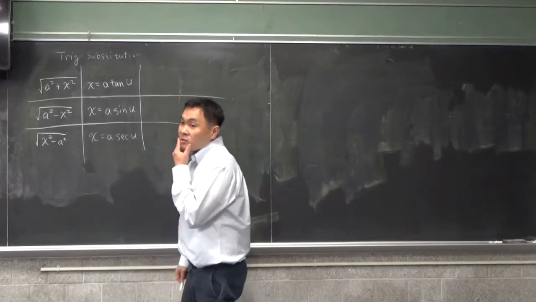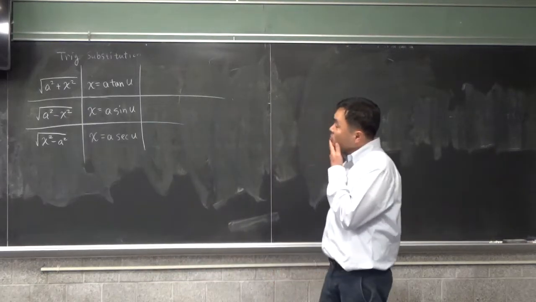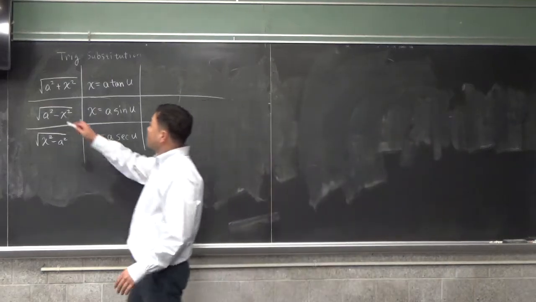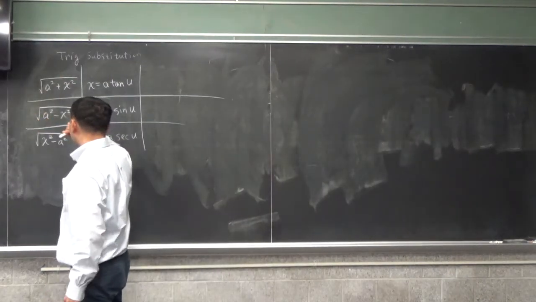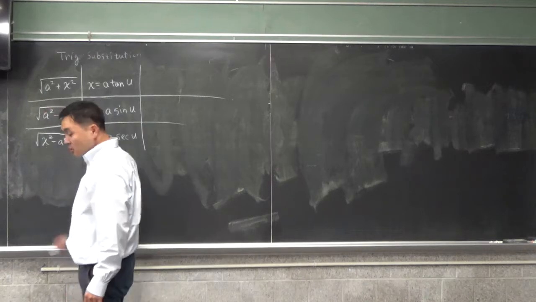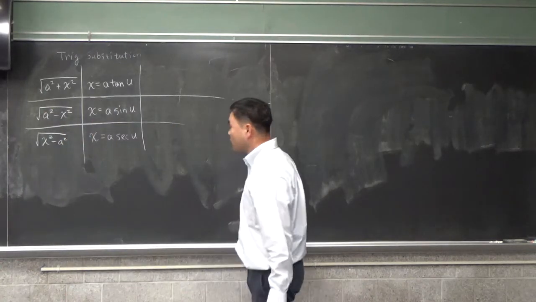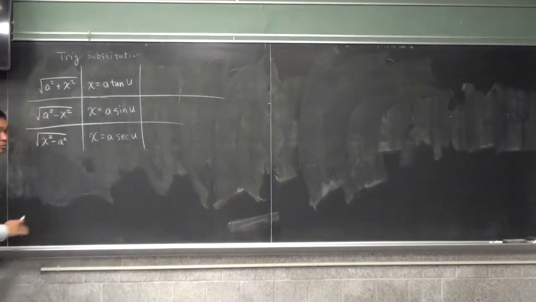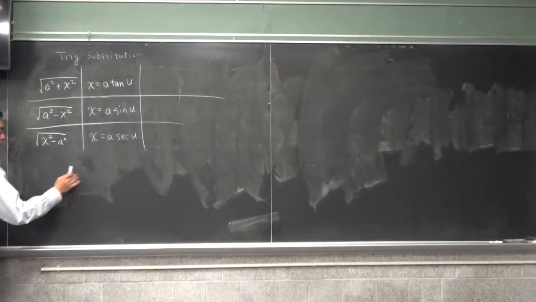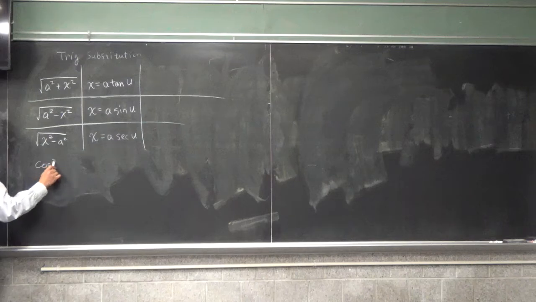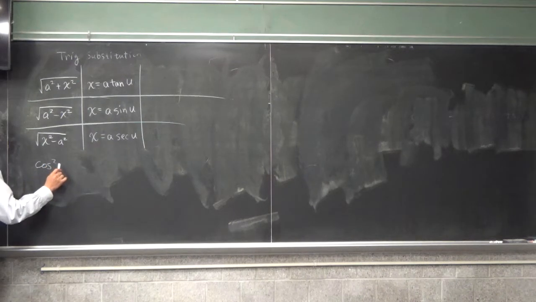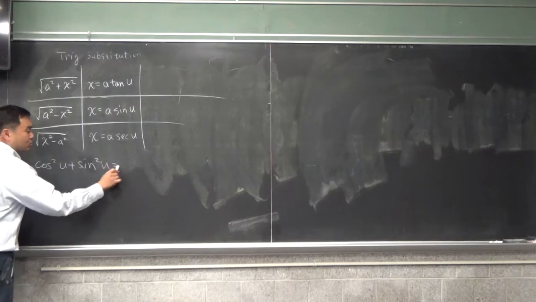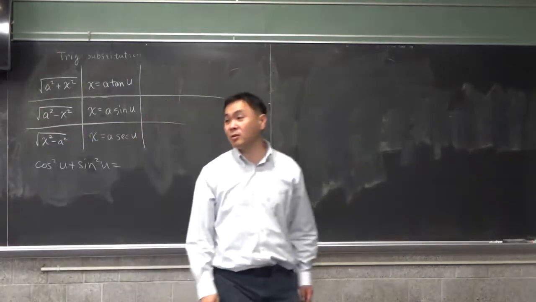Now, for each of these cases, you need to know what these will turn into. And in order to be able to do that, you need to know some trig identities. The most important one that's going to appear again and again will be the following. Cosine squared of u plus sine squared of u is equal to 1.